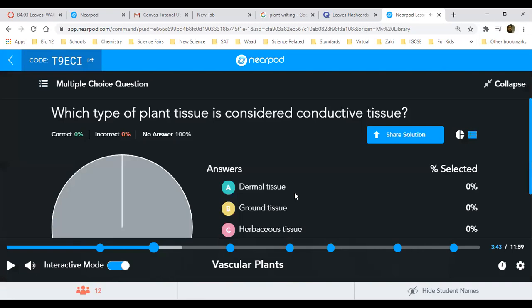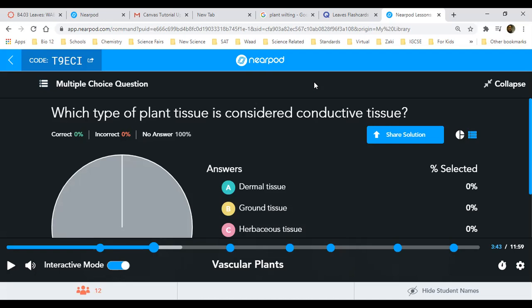All right, so we have the question: which type of plant tissue is considered conductive tissue? Conductive tissue. By conductive, we mean they can transport. Was it the dermal tissue? Dermal creates the skin. Ground tissue is for photosynthesis and for storage. Herbaceous tissue is the one creating the soft and hardy type of thing. And the vascular tissue is the bundle of xylem and phloem.